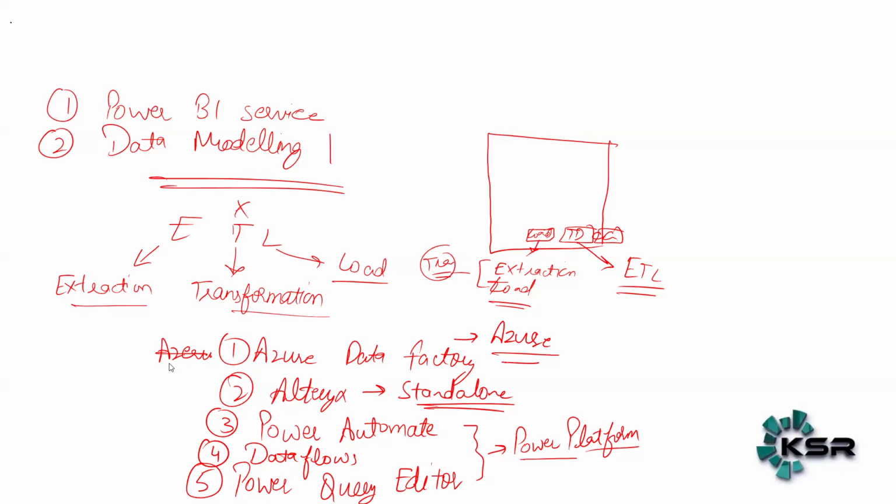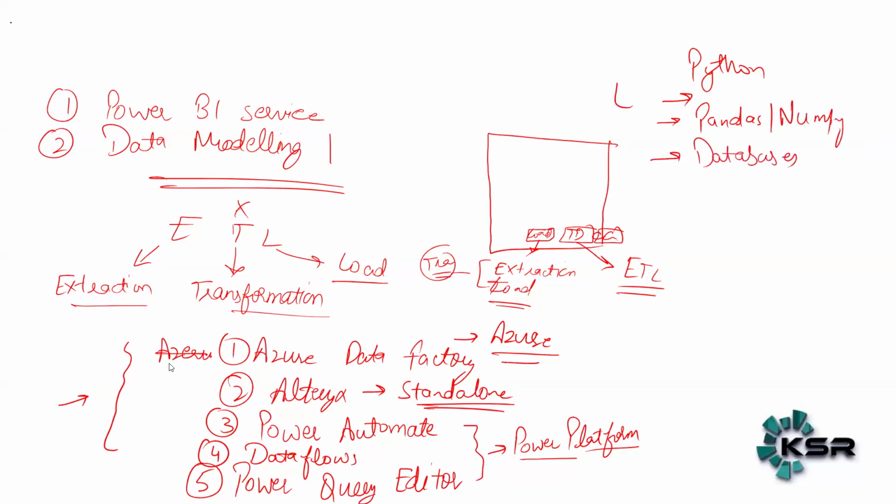So basically these 5 tools are not the end of the world. You can achieve the ETL process through anything, right? You can do this through Python also. You will load the data, then perform various transformations using the NumPy and Pandas libraries, and then store the data in your databases. So this is also an ETL process. These are a few examples that I have given you.